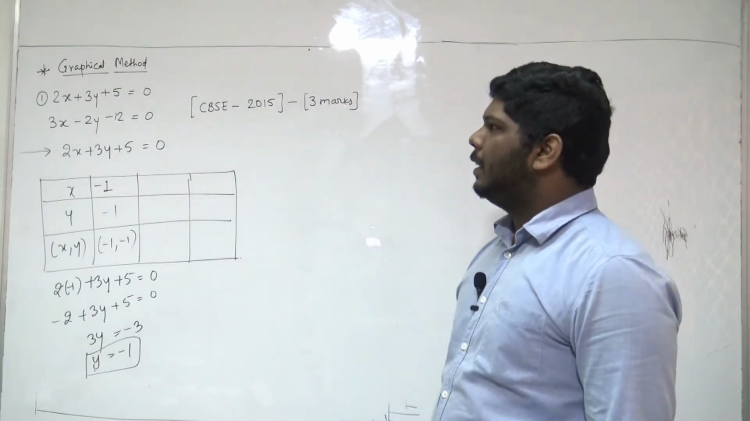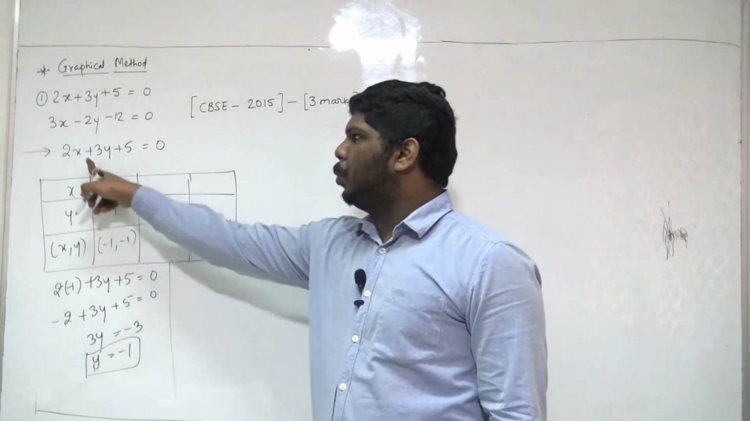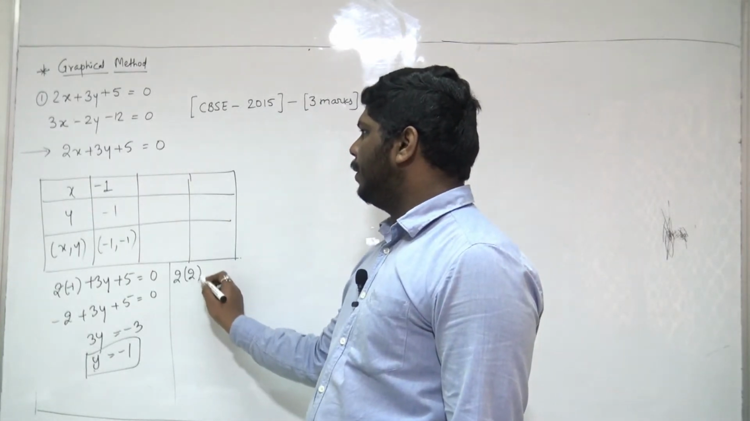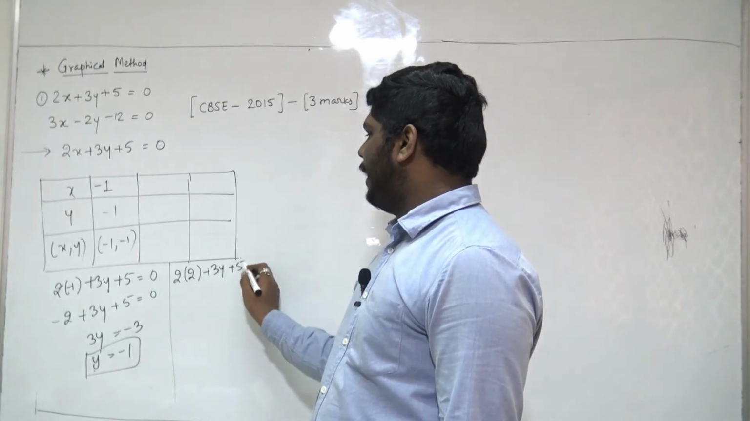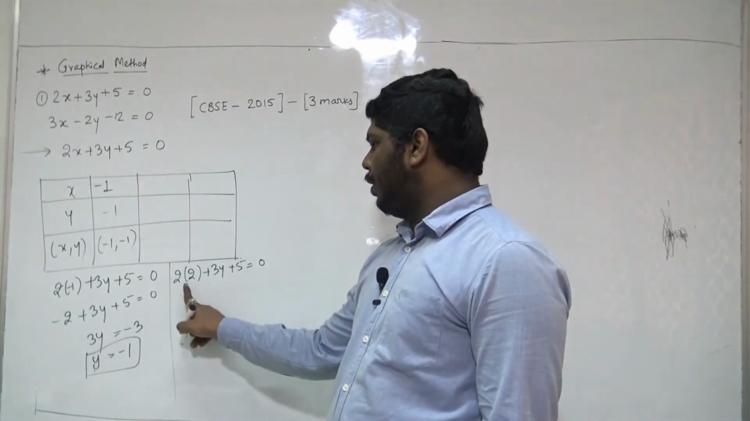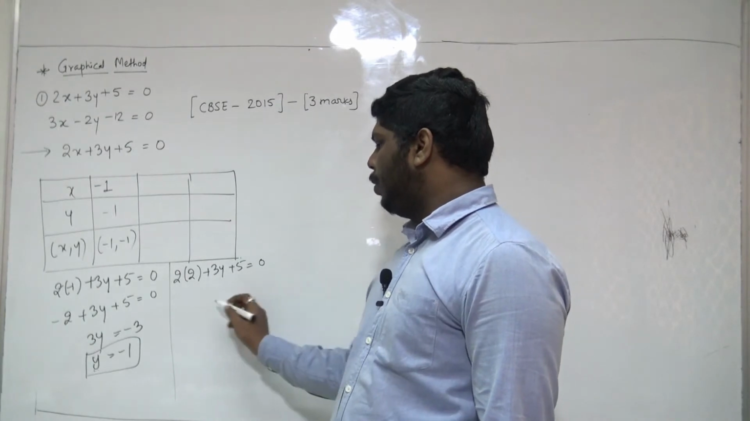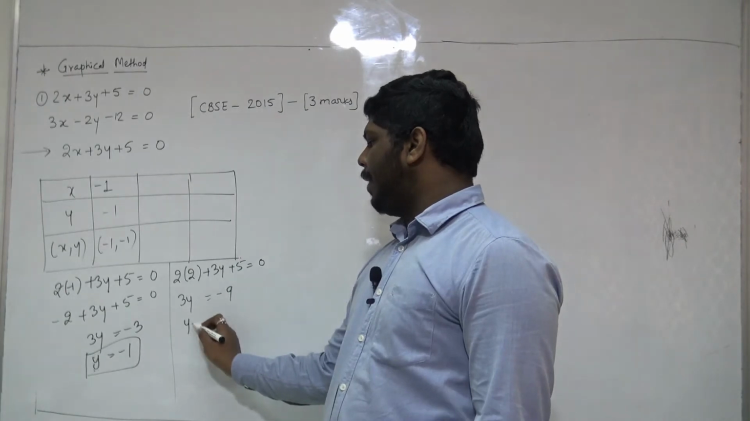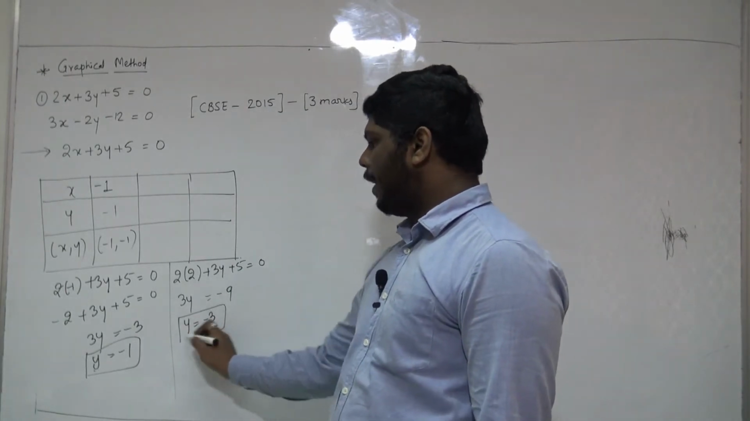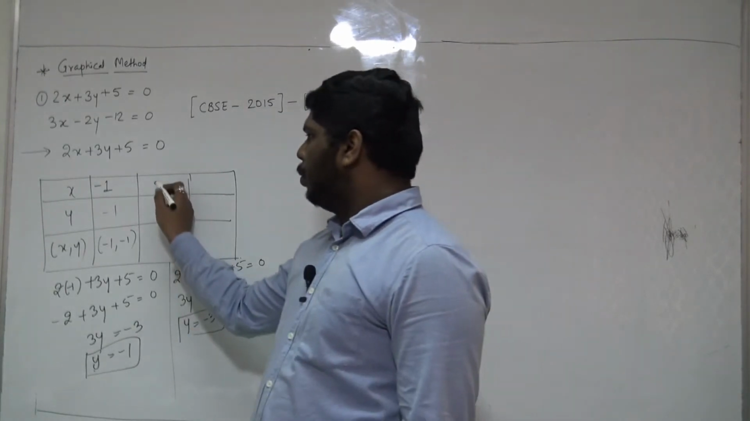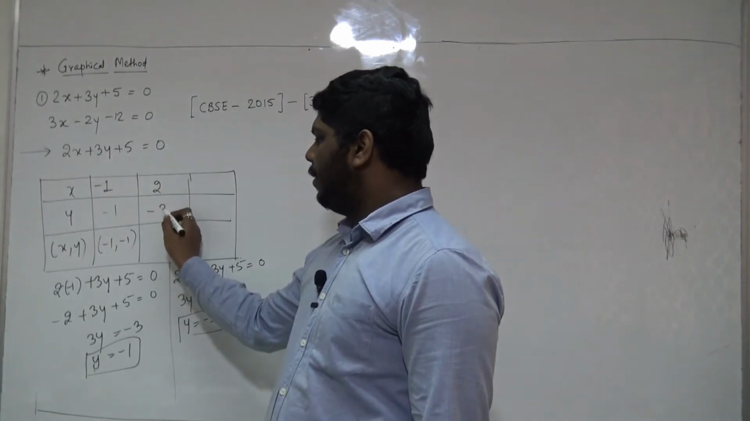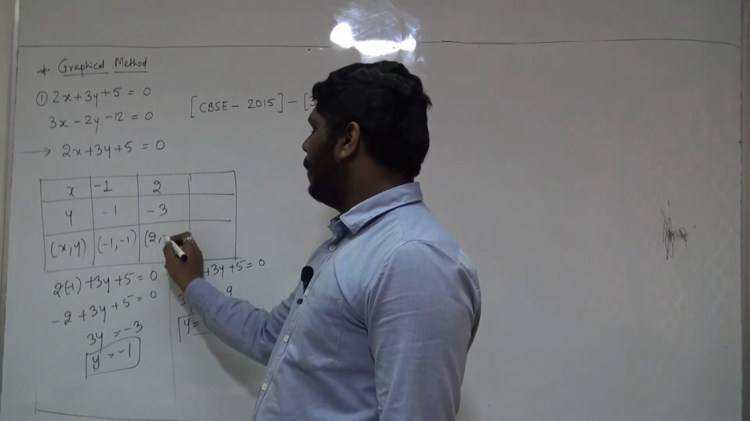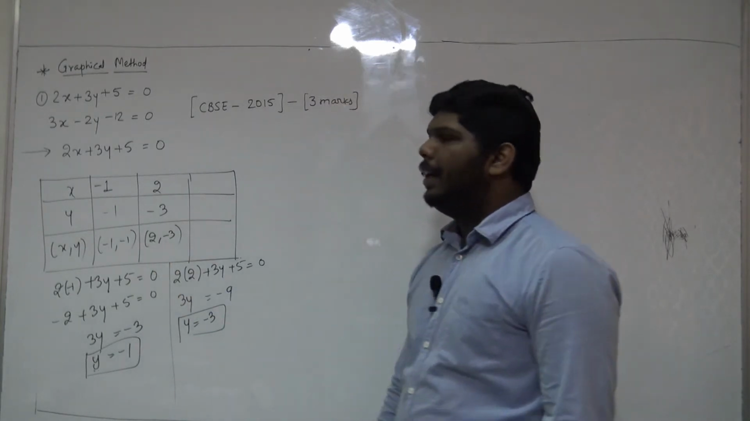Now in the same case, if I keep the value of x as 2, this will give me 2 times 2 plus 3y plus 5 is equal to 0. So 2 2s are 4, 4 plus 5 is 9, 9 will go to the right hand side as minus 9. So 3y is equal to minus 9, which means the value of y will be minus 3, correct? So if x is 2, the value of y will be minus 3, and this will give me the point 2 comma minus 3, right?